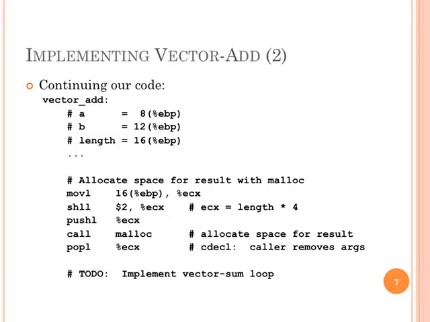So we allocate space for the result with malloc. We move length into ECX. How easy is it to understand? 16 EBP, of course. It's obvious that that's length. So we have to use our little lookup table to say, oh yeah, 16 EBP is length, so I move that into ECX, shift it left 2 bits, now it's length times 4, push that onto the stack, now I can invoke malloc, and the answer will be in EAX.